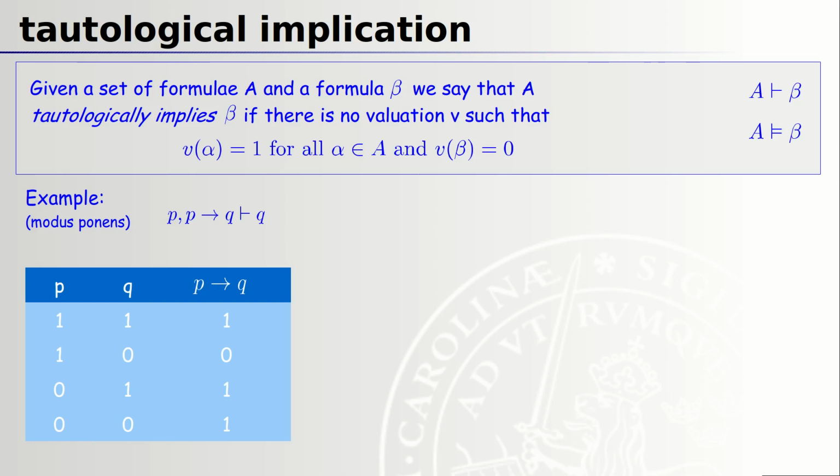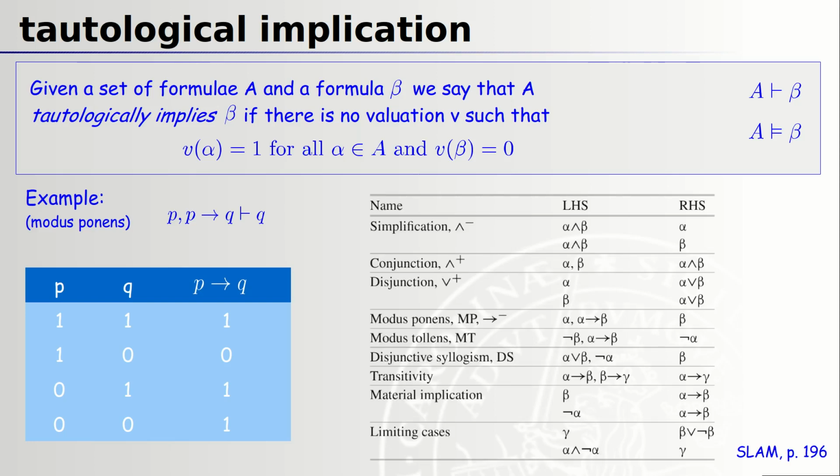Consider this example, which goes by the name modus ponens. The two formulae in A are P and P implies Q. Using the table, you can check that indeed there is no row, that is, there is no valuation, such that P and P implies Q would be true, but Q would be false. So those two formulae together tautologically imply Q. You can find a list of other tautological implications in the textbook.